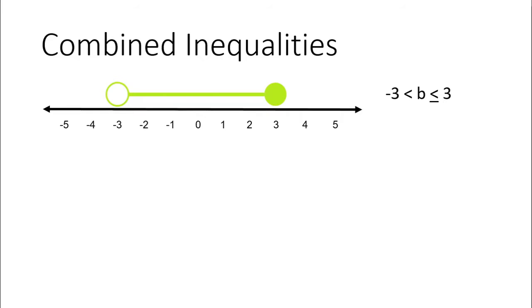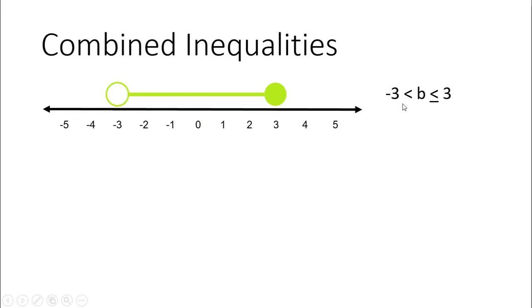Let's get started. This is a combined inequality that's already been solved. As you can see, it's an inequality that involves two boundaries: an upper boundary, which is my 3 here, and a lower boundary, which is my -3. The upper boundary is colored in because b is less than or equal to 3. If the inequality is underlined, the number line circle is colored in.